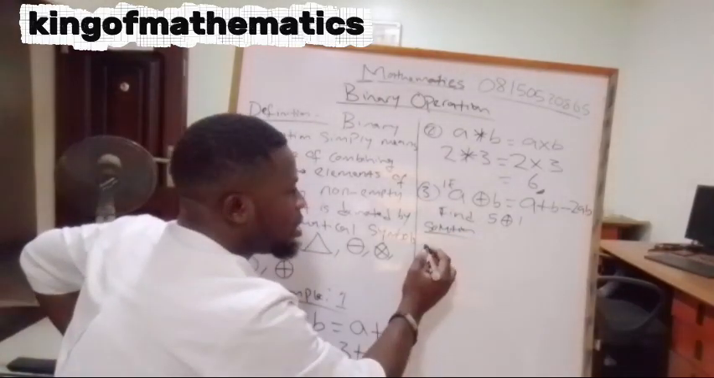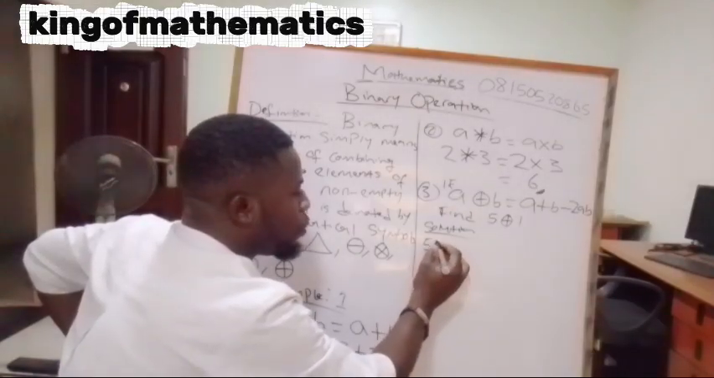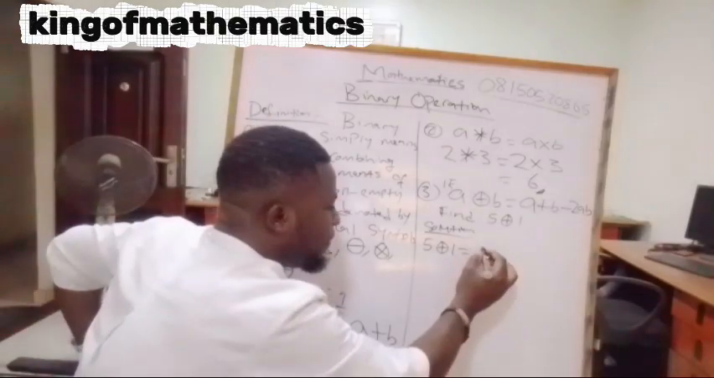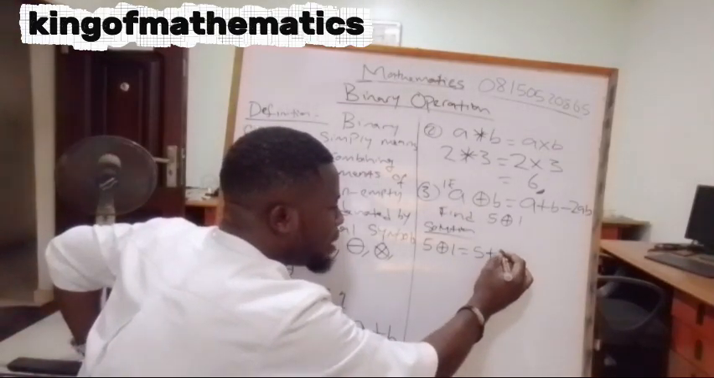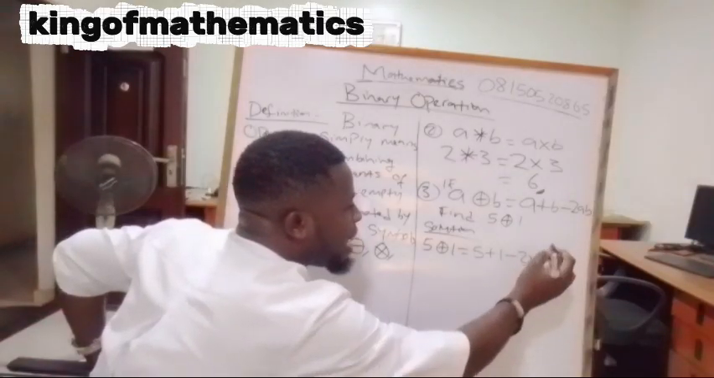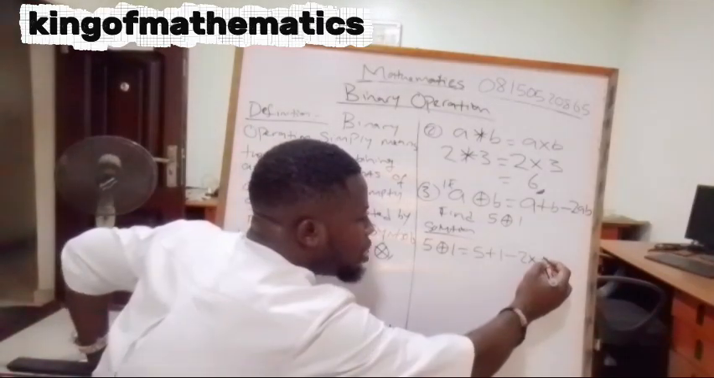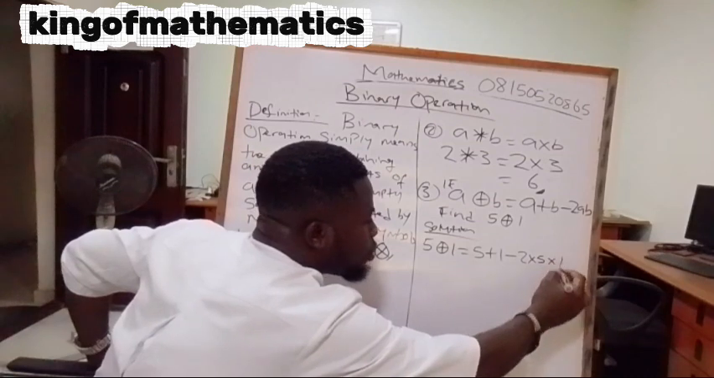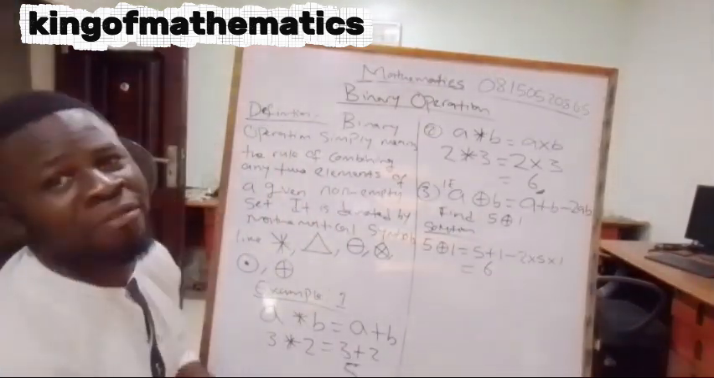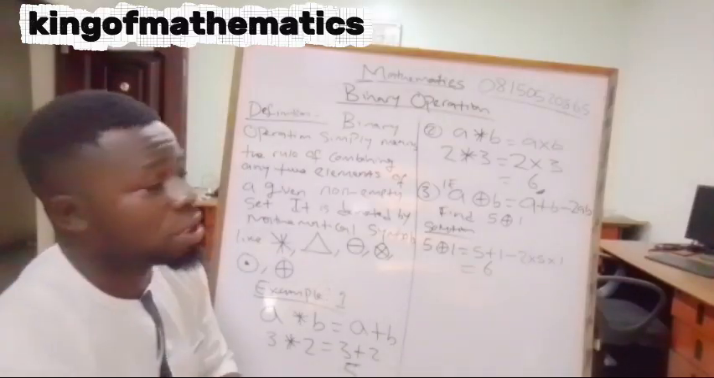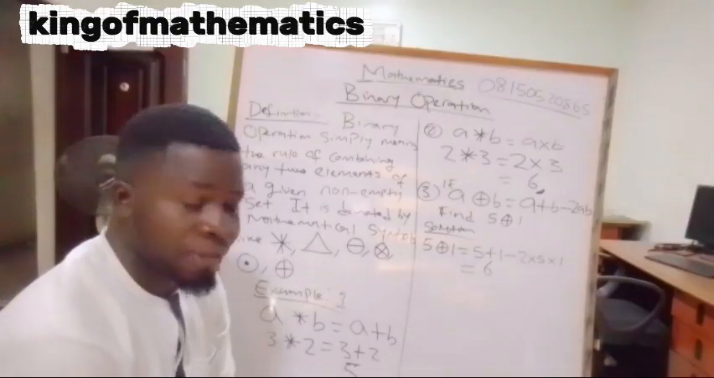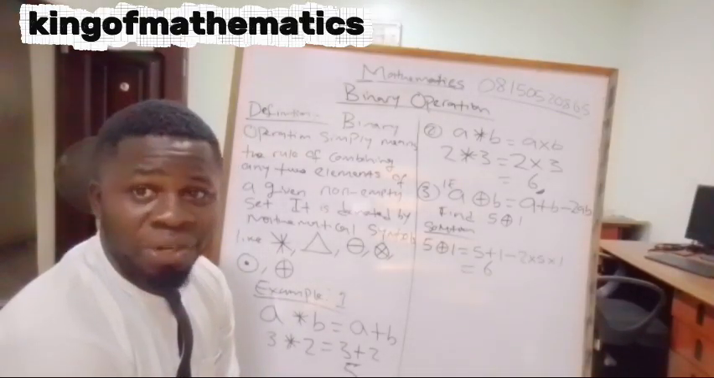So A is 5 and 1, so I will now say 5 operation 1 is equal to A plus B minus 2AB. AB means A times B, so 2 times 5 times 1. What is 5 plus 1? That's 6. So you have to have knowledge of BODMAS as well, how to do your operations and how to do some subtractions, also directed numbers.